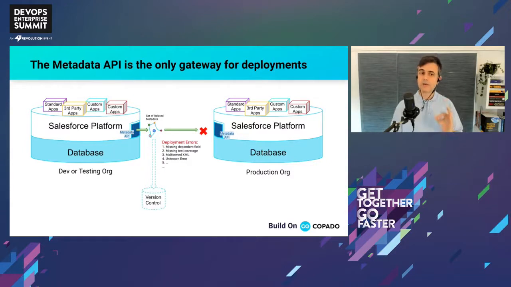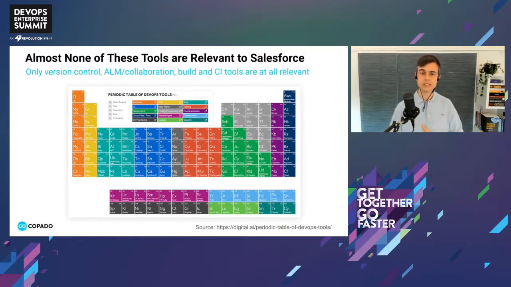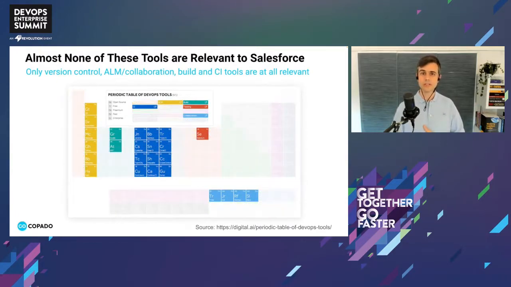The powerful thing about this is that it does allow you to begin to track these changes in version control. And once you've got things in version control, you can begin this journey of deployment automation. And that's where things really get fun. But you may be familiar with this periodic table of DevOps elements thanks to Digital.ai. Because Salesforce works in such a different way from traditional infrastructure or code-based systems, the vast majority of these tools do not work on Salesforce.